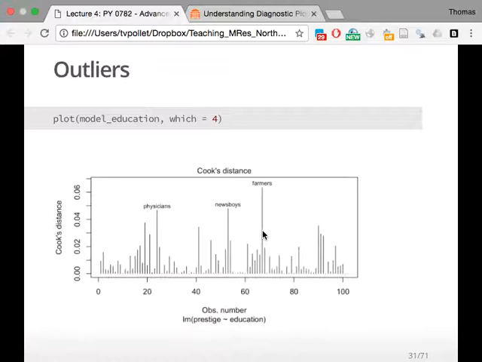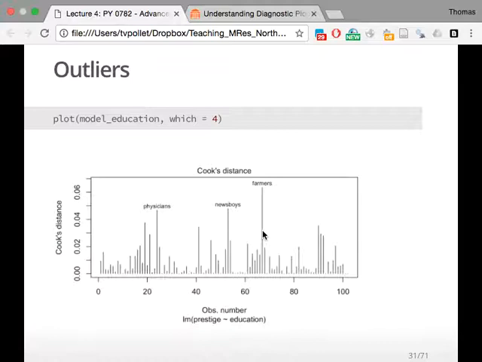So perhaps farmers are outliers, newsboys and physicians. So perhaps there are different rules. Some people say you could use this in terms of values and calculate some formula in order to say these are clear outliers. Mostly I would recommend that you just do it graphically. And if things are outliers, you could consider running your analysis with and without farmers and seeing if you get the same results. If you don't, then you know something is really off with the farmers.